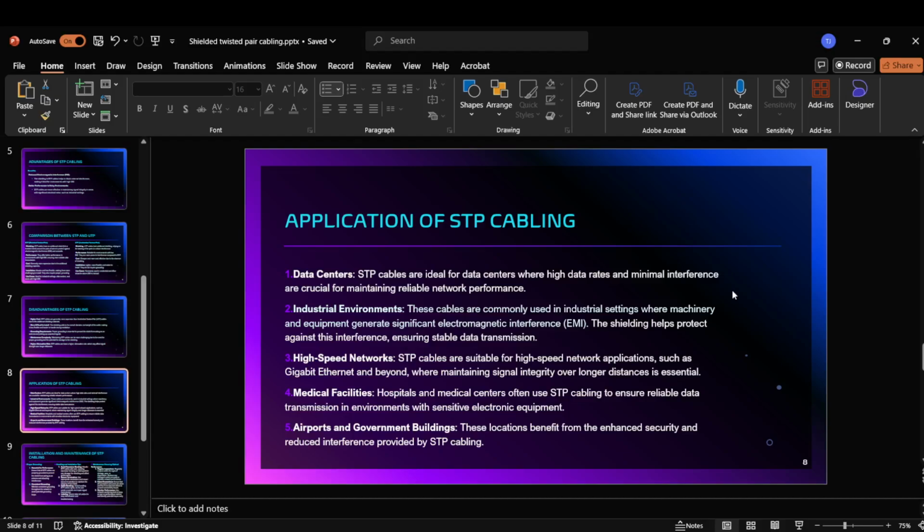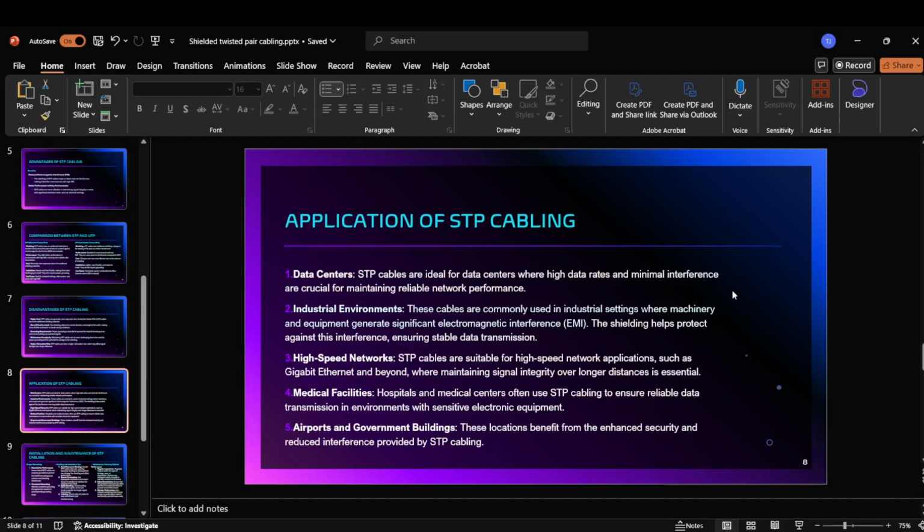Next is industrial environments. These cables are commonly used in industrial settings where machinery and equipment generate significant electromagnetic interference. The shielding helps protect against the interference, ensuring stable data transmission.